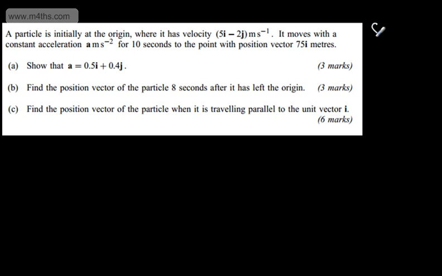Let's just collect the information using SUVAT. So if we have SUVAT, we can say now the following. We've got the initial velocity, so we've got the initial velocity of (5, -2).